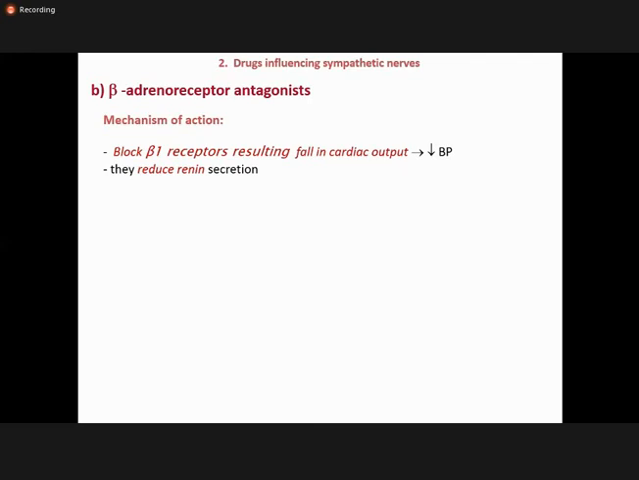So what is the importance of renin secretion towards blood pressure? Already I told you, when renin is released, it stimulates production of angiotensin 2, and angiotensin 2 is responsible for vasoconstriction and increased secretion of aldosterone, and aldosterone is going to promote reabsorption of sodium and water, right?